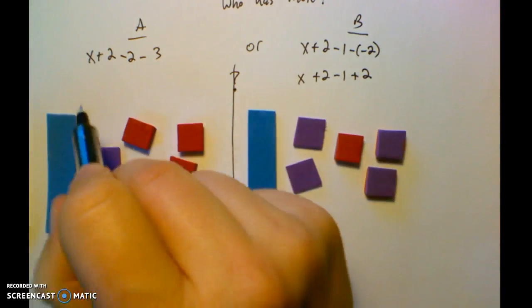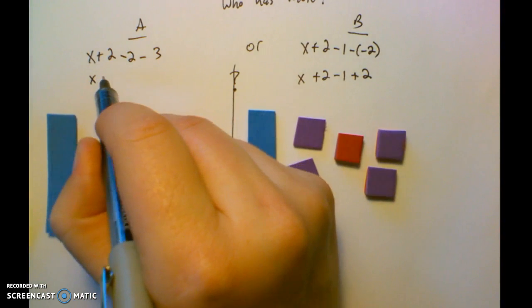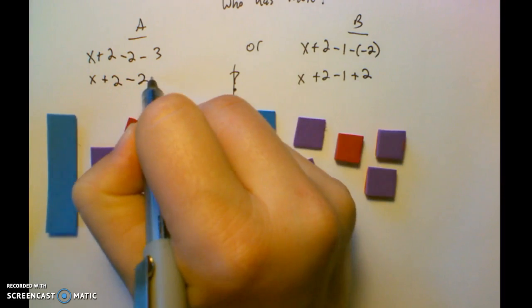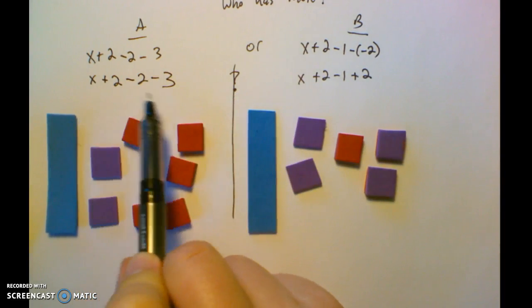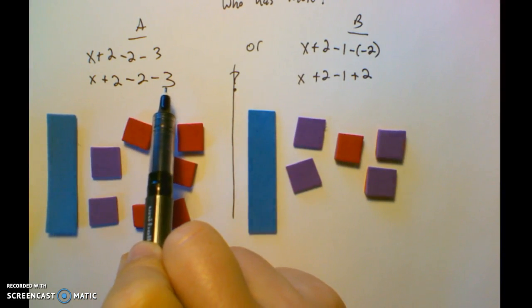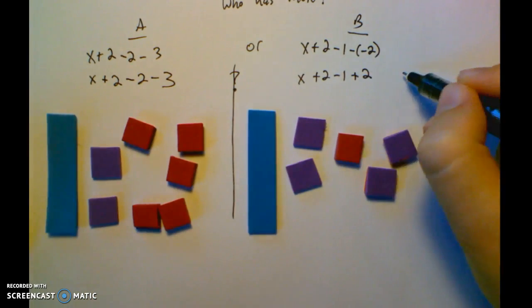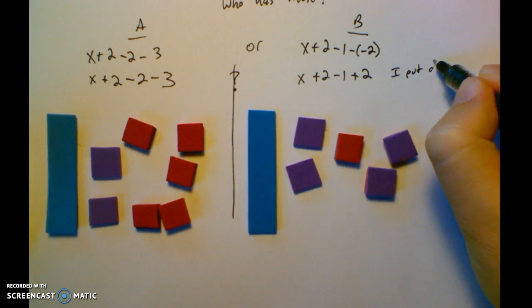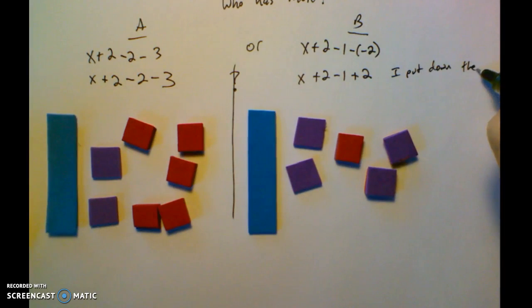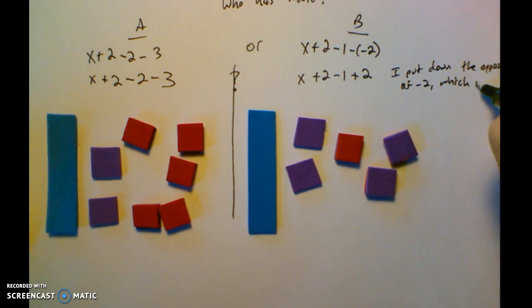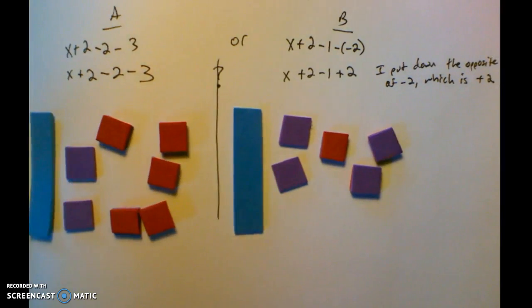And just to keep things balanced and organized, I'm always going to write my steps right next to each other. So even if I didn't do anything on this side, I want to show what is over there. So let me do a little description of what I did. I put down the opposite of negative 2, which is plus 2. There we go.